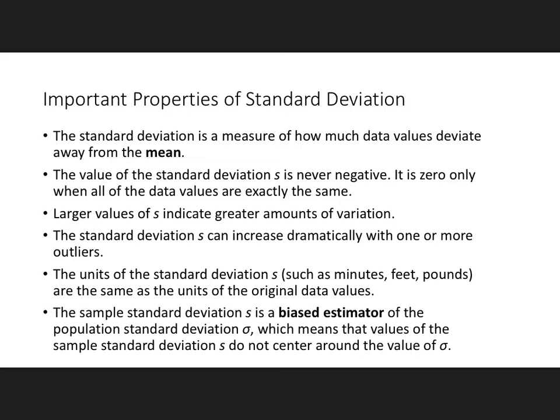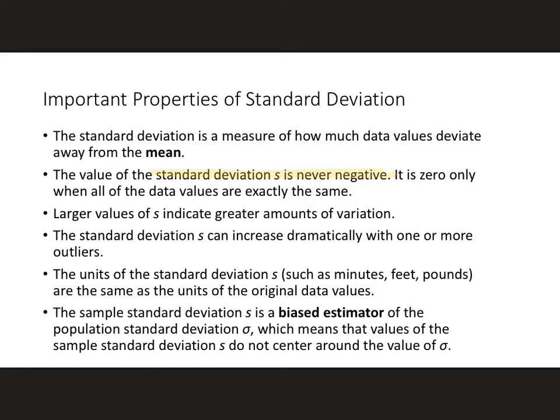So here we're going to look at some important properties of standard deviation. The standard deviation is a measure of how much data values deviate away from the mean. The value of standard deviation is never negative. So s is never negative. It is 0 only when all of the data values are exactly the same. Larger values of a standard deviation indicate greater amounts of variation.